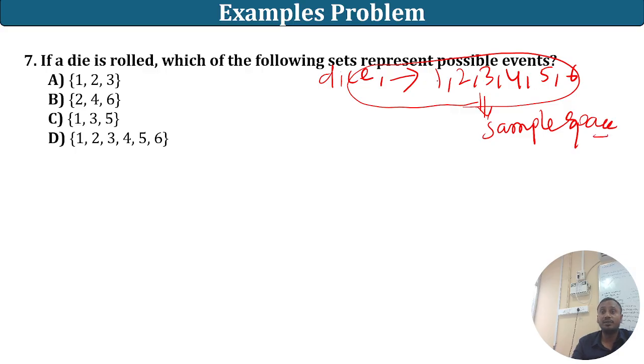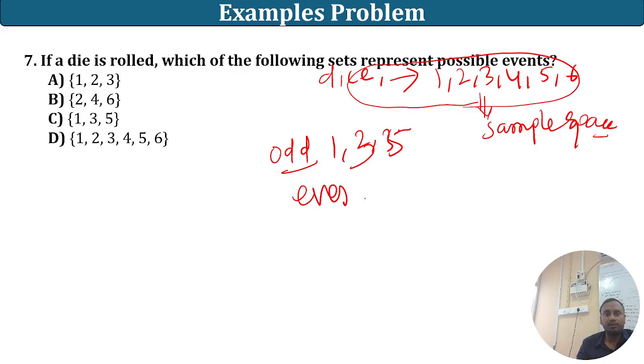Now they're asking which of the following represent the possible events. The first one is 1, 2, 3. There is always a chance that when we throw the dice, all the values are odd, so it becomes 1, 2, 3, or 1, 3, 5, or maybe even values, let's say 2, 4, 6, or maybe consecutive values.